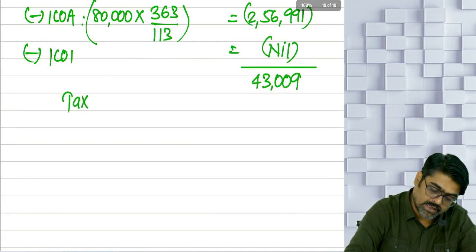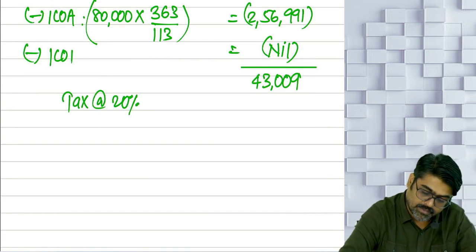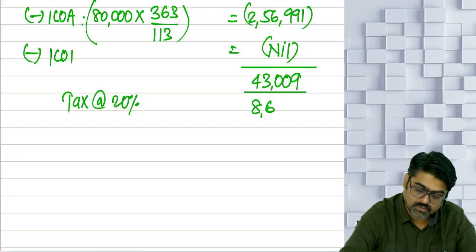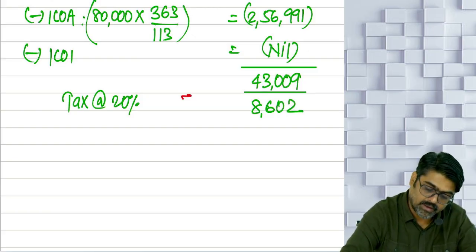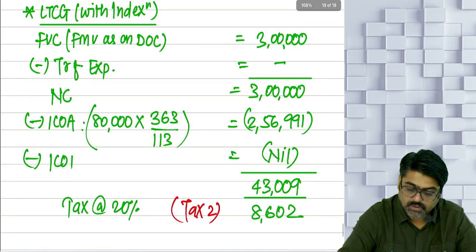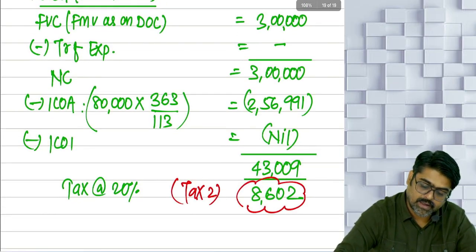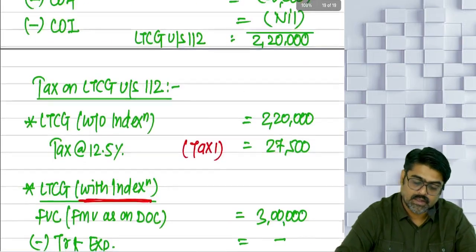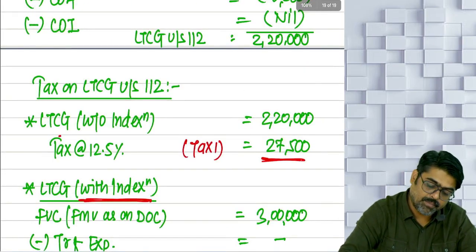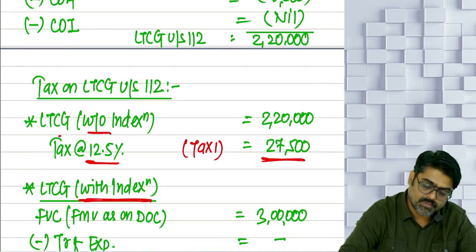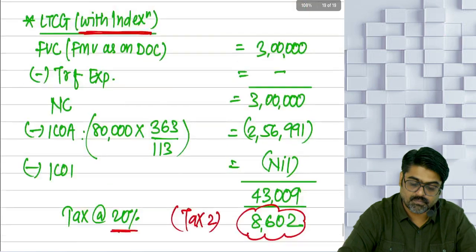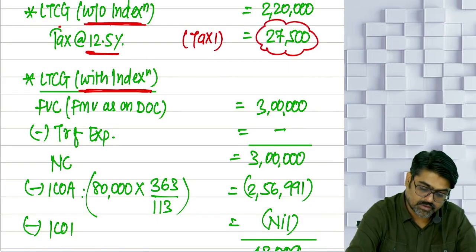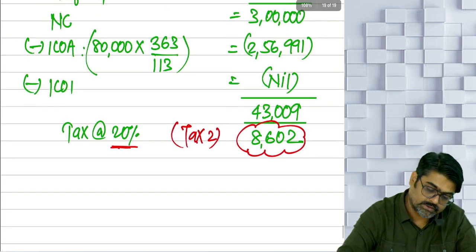On that, the tax is to be calculated at the rate of 20%. So what is the tax? 8,602. Can I say this is my tax 2? This is the tax on your capital gain with indexation, at 20%. And this is the tax on your capital gain at the rate of 12.5% without indexation. Which tax are you going to pay? With indexation or without indexation? Tax 1, tax 2? Tax 2.